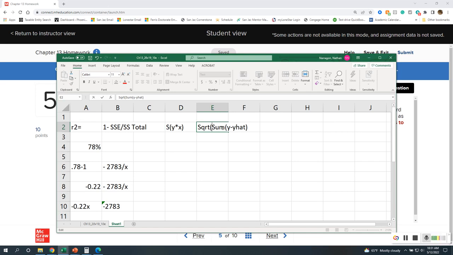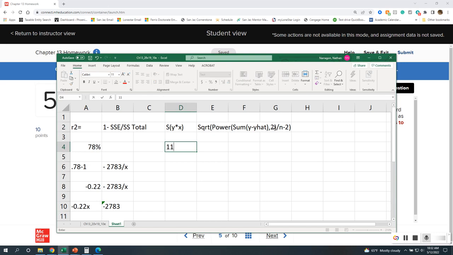If it was in Excel form, this would have been the power sum of y minus y hat squared divided by n minus 2. So basically it's the square root of the sum of y minus y hat squared divided by n minus 2, because that is basically the only way that we would be able to put it into Excel, working with the formula.